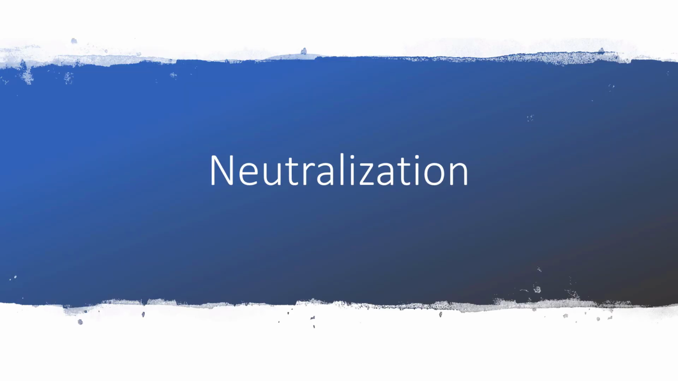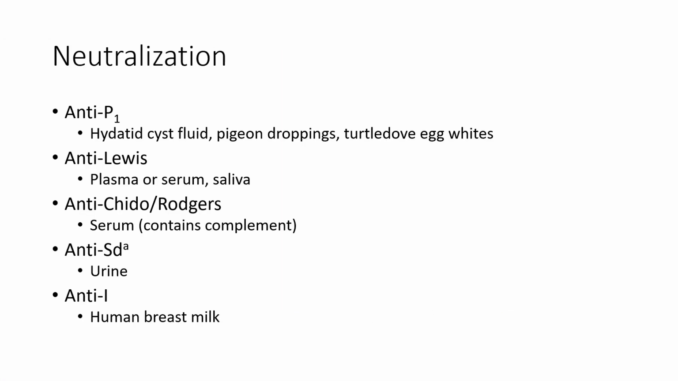Neutralizing substances were already discussed for the other different blood group system review topics. Neutralization is used to remove antibodies that are interfering with testing so that we can look for other alloantibodies that are clinically significant. Here is a list of neutralizing substances for the different antibodies.